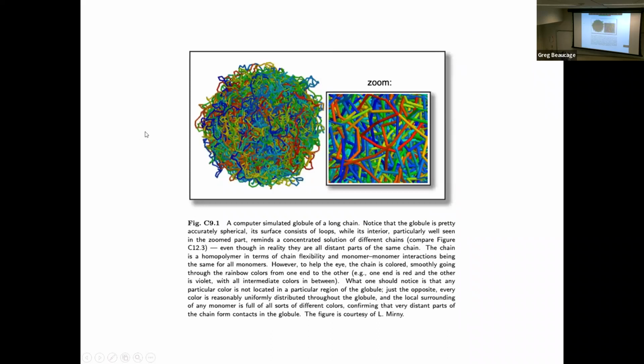And this is what the collapsed coil looks like. And he says it's surprising that it's a sphere, right? It's got a lot of loops at the surface. If you look inside of it, every neighbor is next to something far away from itself. So it's kind of an odd thing to see. This is from a computer simulation, so it's kind of semi-real, I guess.